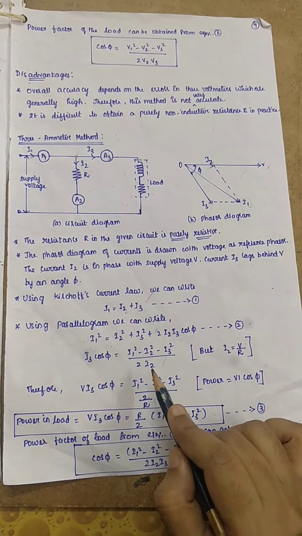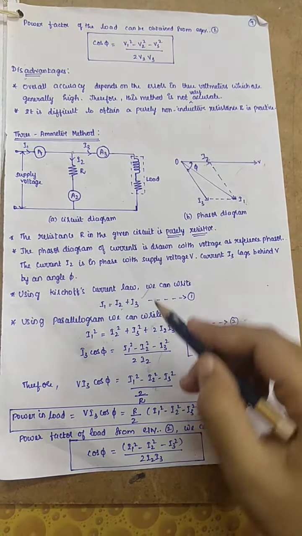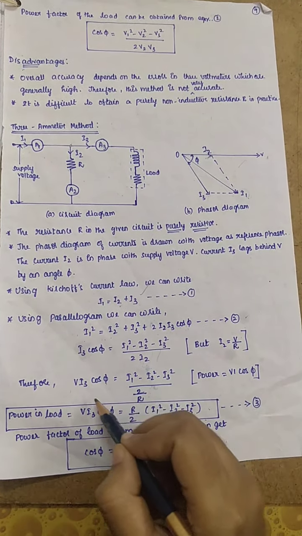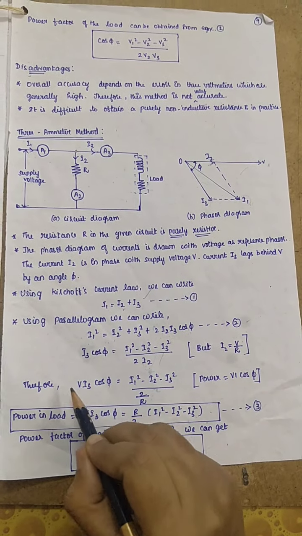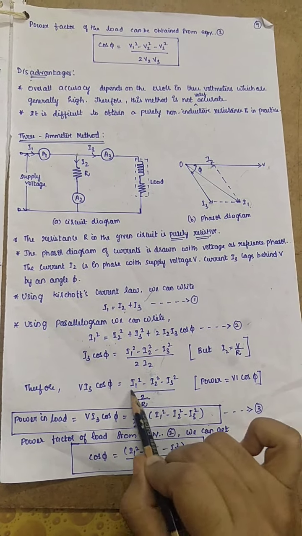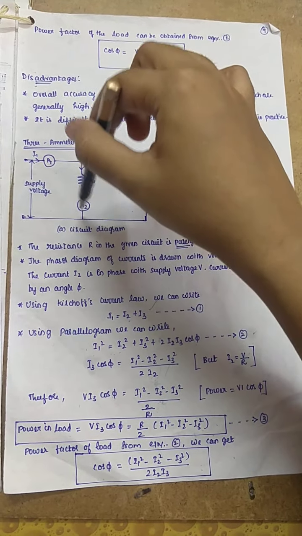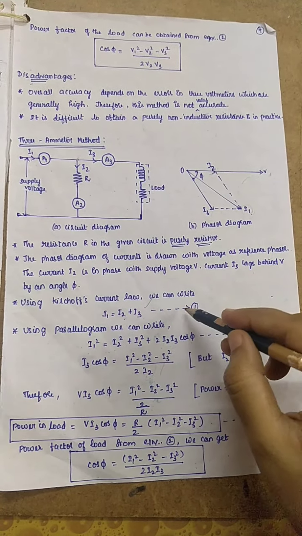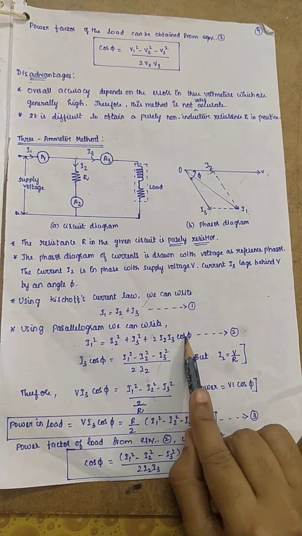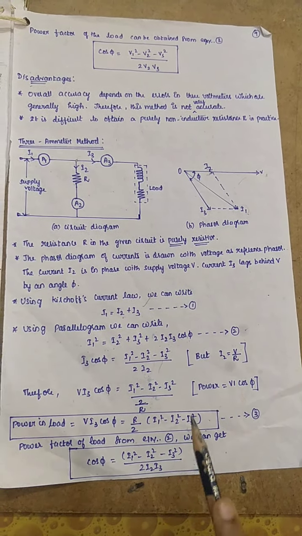Here I2 is the current through the resistance R. Since it is a resistance, we can substitute I equal to V by R. I substitute it and bring the V to the left hand side. Now I get V I cos phi, which is nothing but the power in the load, and this is the formula to measure power in a single phase circuit using the 3 ammeter method. We can also find the power factor using equation 2, by keeping cos phi on one side and bringing the terms to the other side.